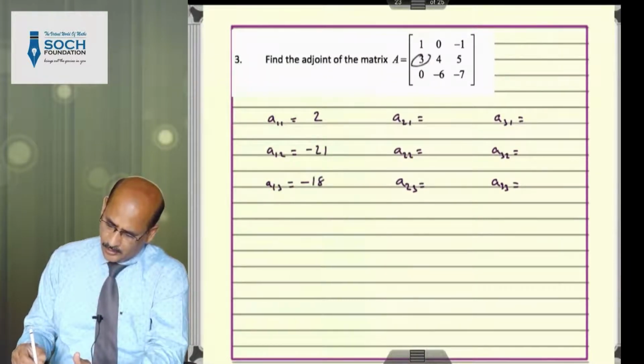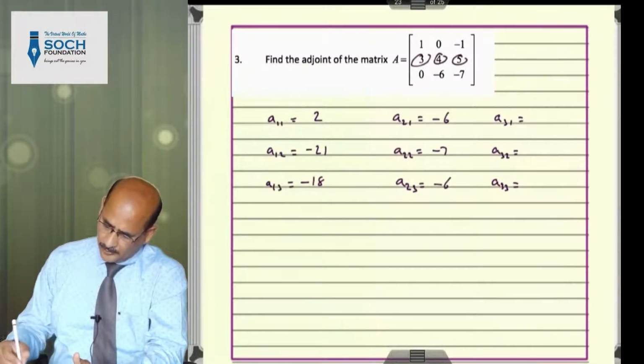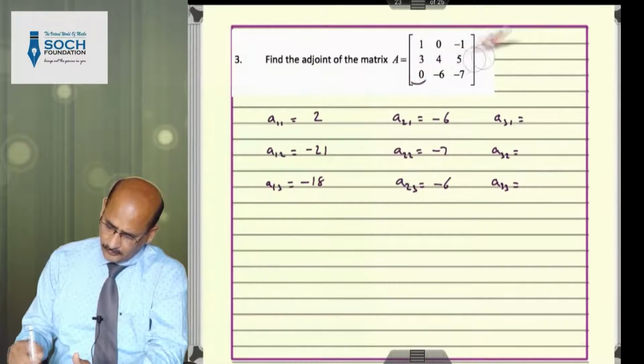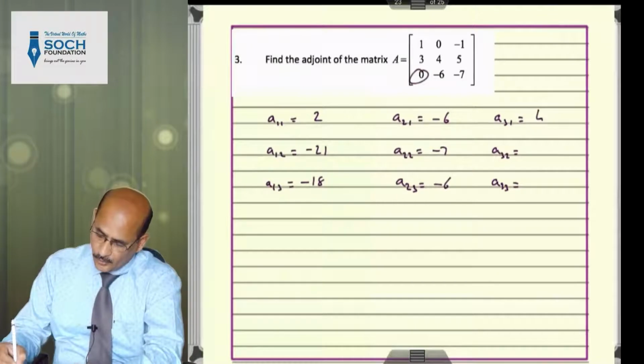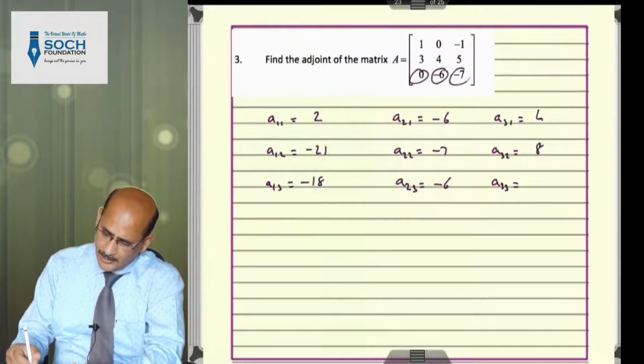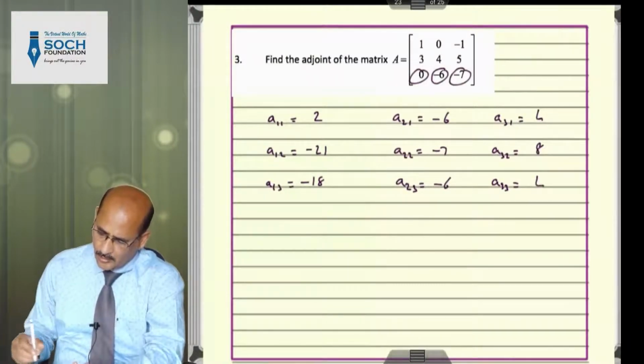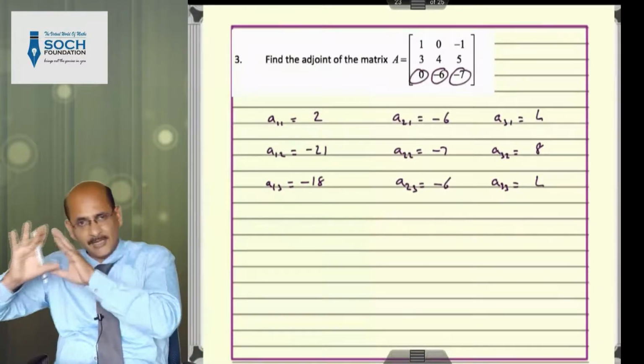Then the 2, 1 element is here, minus 6. 2, 2 is here, minus 7. 2, 3 is here, minus 6. 3, 1 is here, so leave that part, 5, that is 4. Then minus 6, that is 5 plus 3, 8. Then minus 7, 4. Remember, this is just the transpose and the minus.